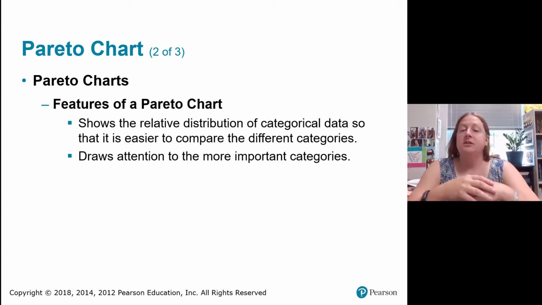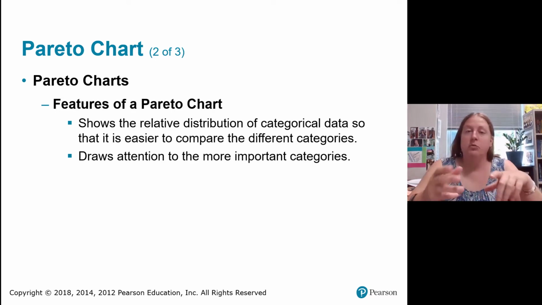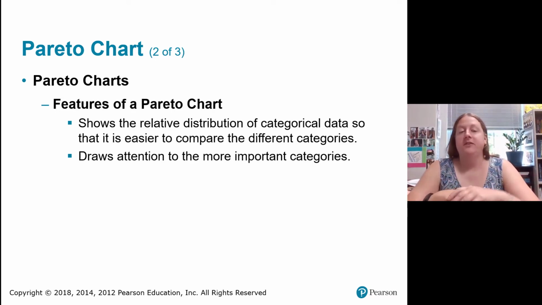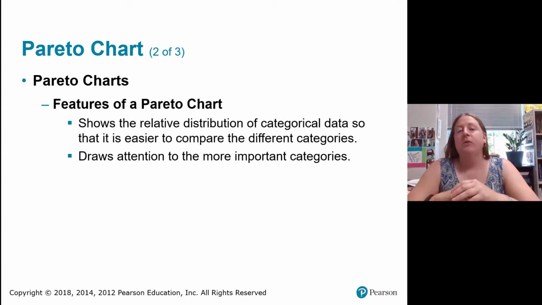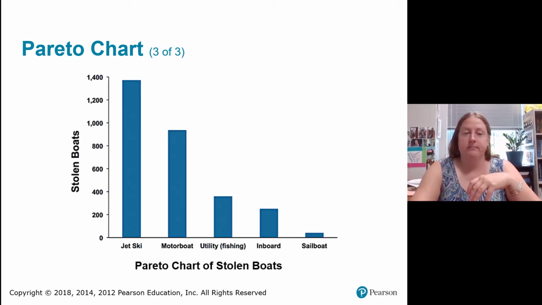What this allows us to do is, again, to see the relative distribution, so we can see between two categories which one's more common than the other. And because those tall bars are to the left, when we're reading left to right, it allows us to really hone in on those more important categories.